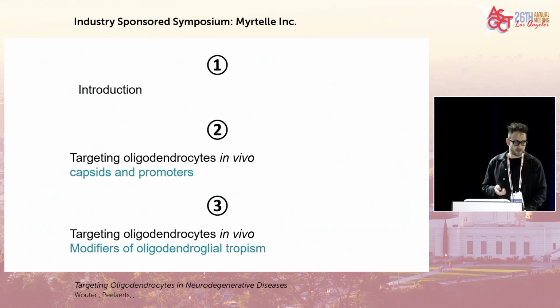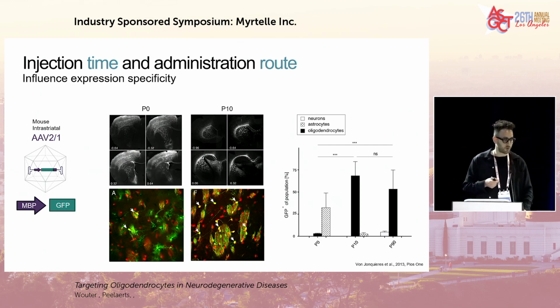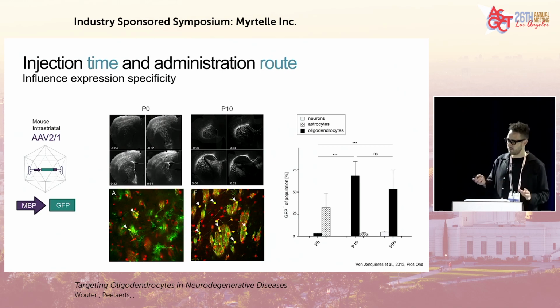So then finally, a few words about some modifiers, administration route and injection timing, because those apparently also have an influence on the tropism and the distribution of these vectors. This hasn't been studied in a systematic manner, but there have been a few studies looking at how, for instance, administration routes and timing can influence the tropism of these vectors. Here, for instance, you have the AAV1 viral vector with the MVP promoter that was injected in either P0, P10, or P90 animals.